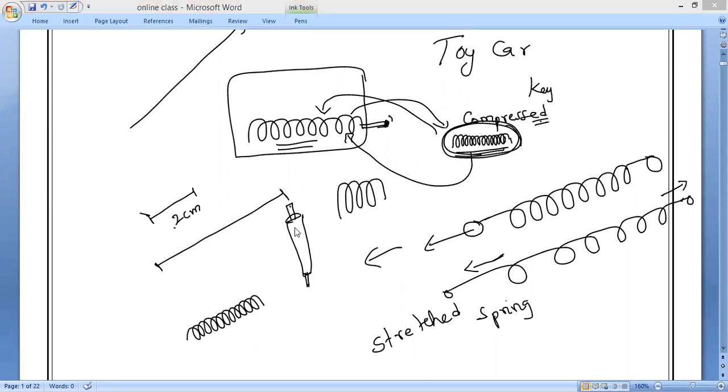So, have you noticed that the refill which is present inside has been kept between a spring? Inside, there will be a small spring. Have you noticed it? Anyone? You might have opened it also.